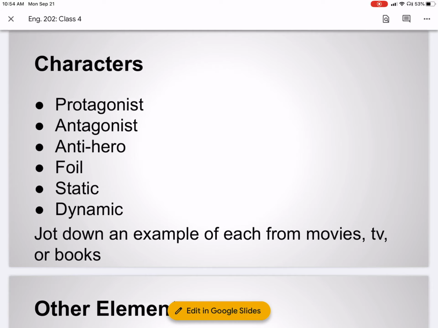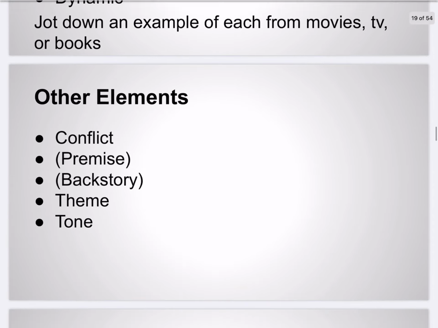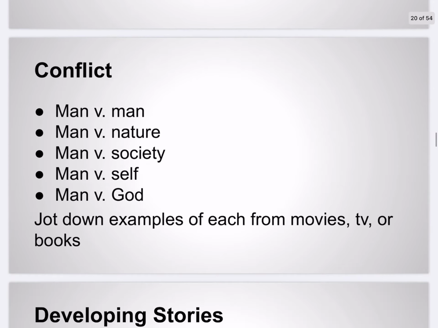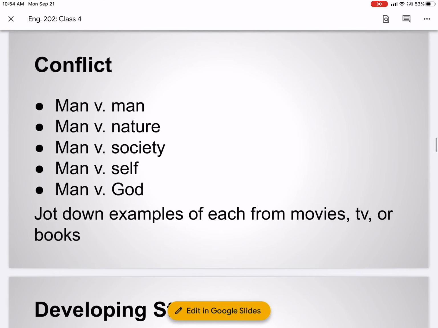Anyway, a dynamic character will change over the course of his or her story arc. So there's that. Other elements of narrative, you've got conflict. Premise and backstory are kind of the same to me. Theme and tone, which we're not really going to get into, but conflict wise, we have all these classic literary conflicts: man versus man, man versus nature, society, self, and God.